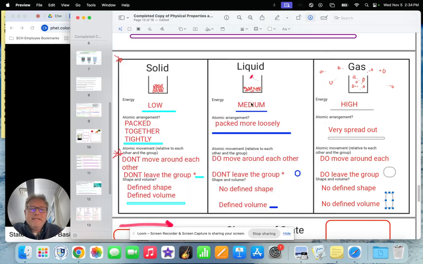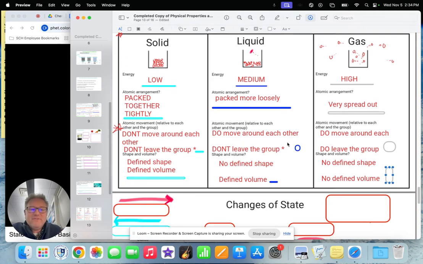They go from low to medium to high, depending on whether you're adding energy or removing energy, which leads us into the last note page for today.